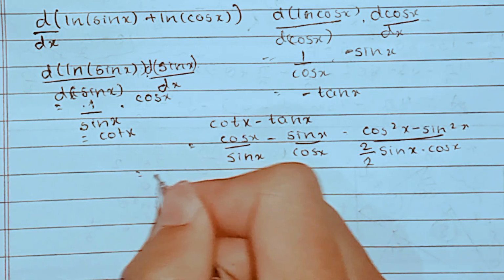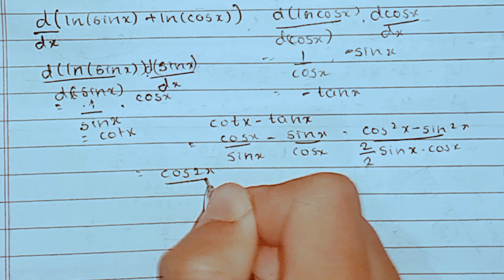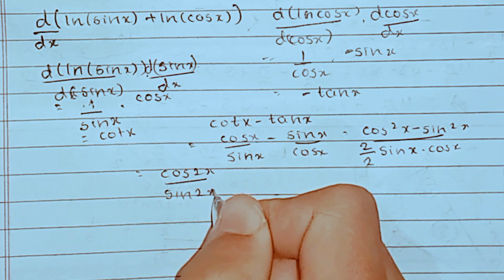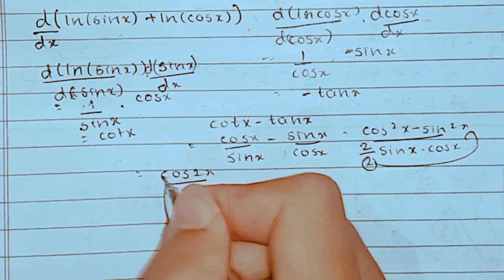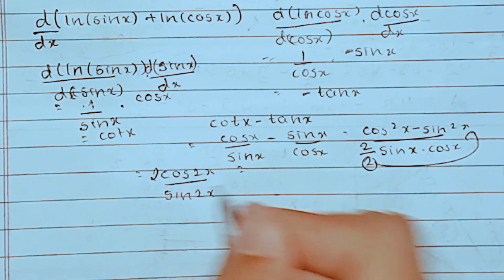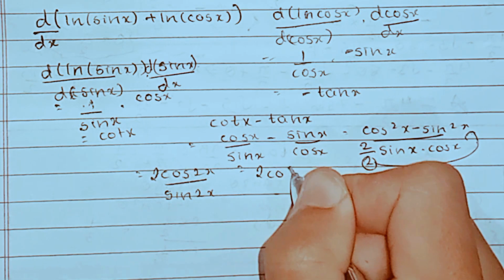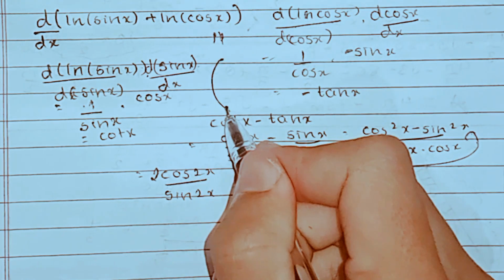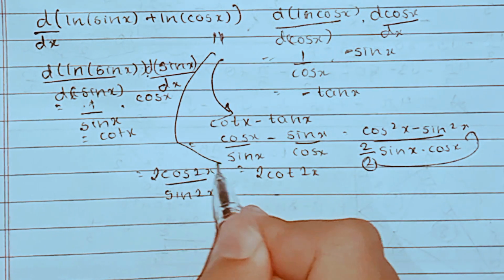which can be written as cos 2x. Similarly, 2 sin x cos x can be written as sin 2x, and this 2 will go to the upper side, that is 2 cos 2x. So cos upon sin will be equal to cot, so 2 cot 2x. Therefore this will be equivalent to either this or this, and this was the answer.